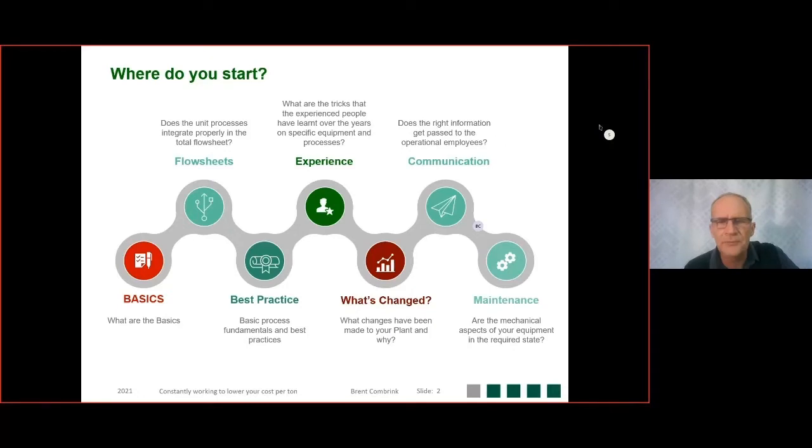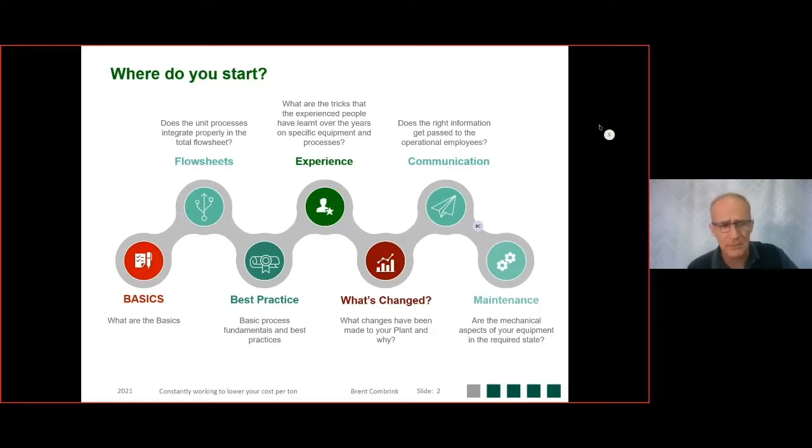Then communication. Does the right information get passed to the operational employees? And what do I mean with this? A lot of the times, for example, sampling. Our metallurgists obviously get their results and they know what the efficiency curves mean, whatever the sampling campaign is all about, but it doesn't necessarily get shared with the operational people. And I think this is an important factor. Once the operational people, for example, if we show them an efficiency curve for a cyclone and explain to them how it works, they will actually start understanding the operation better and it will be beneficial to the plant operations.